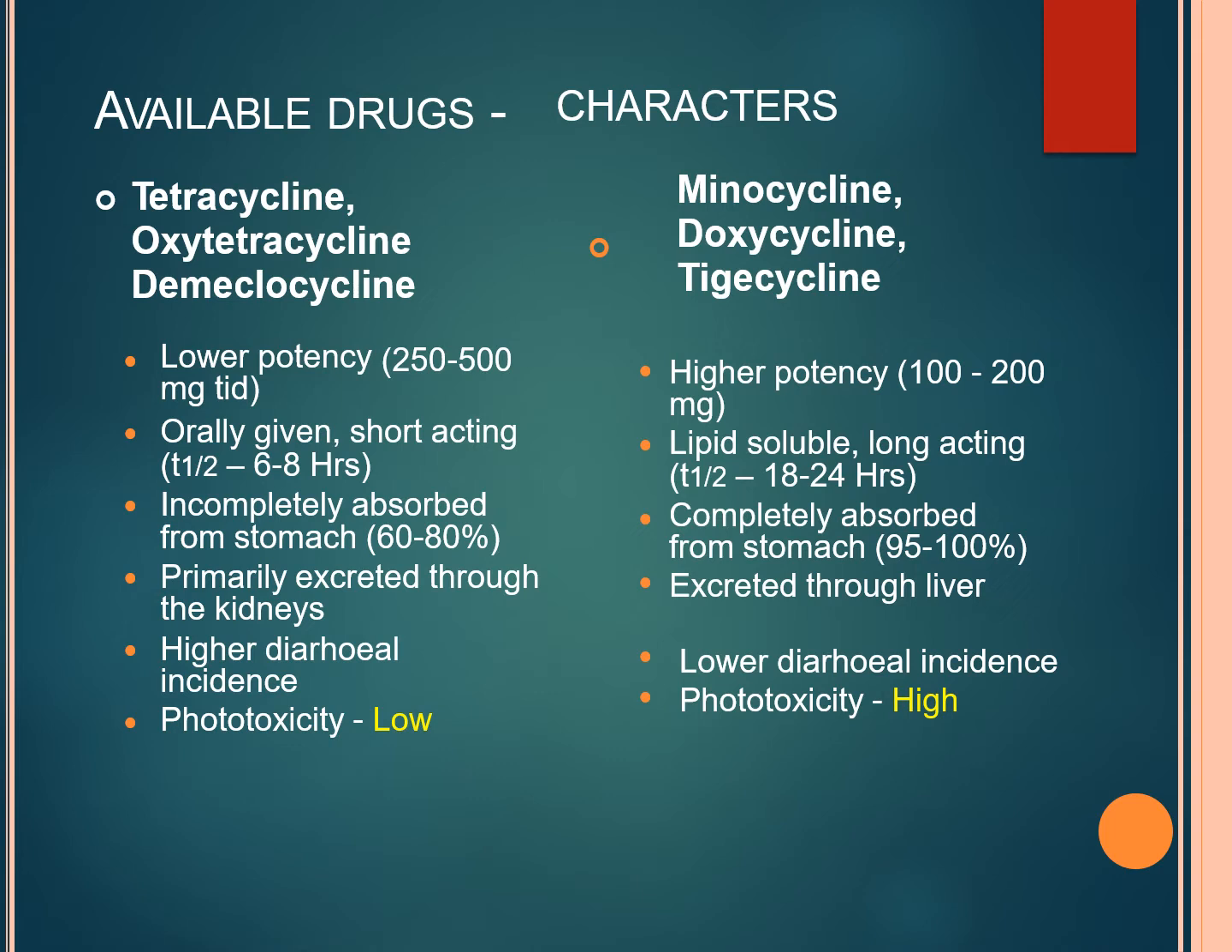So the major difference between the older and newer tetracyclines: the older ones have low potency, the newer drugs have higher potency, and the newer ones are longer acting. Newer drugs are absorbed almost completely from the stomach, are excreted through the liver, and have low diarrheal incidence but high phototoxicity. So there are multiple advantages of newer tetracyclines.